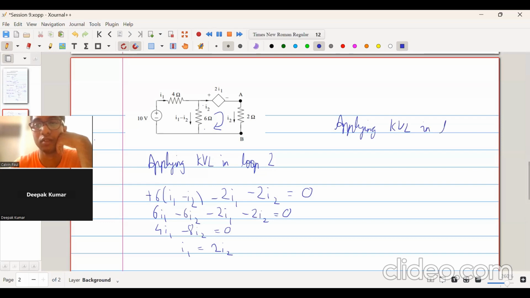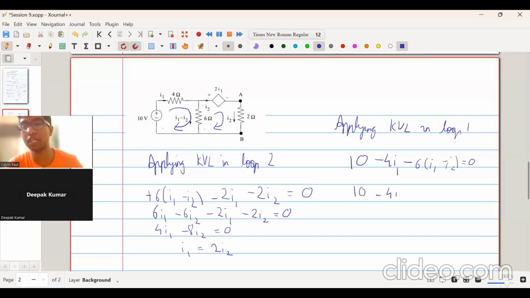Now we will apply KVL in loop 1. So this is our loop 1. We are going from negative to positive, so plus 10. Then we are going from here to here in the direction where current is flowing, so it becomes 10 minus 4 into I1. From here to here in the direction where current is flowing, so minus 6 into I1 minus I2 is equal to 0. So we get 10 minus 4I1 minus 6I1 plus 6I2 is equal to 0. Can you hear this? Yes, sir. So we get 10 minus 10I1 plus 6I2 is equal to 0.